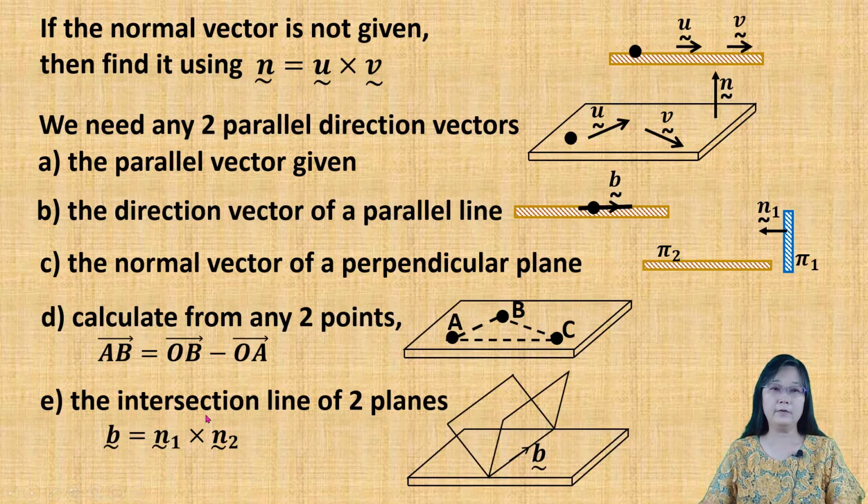Or if we are given 2 planes that intersect each other, then the direction of the intersection line is equal to the normal of the first plane times the normal of the second plane. Then the direction of this intersection line can be used as the direction vector of the plane, but we must make sure that the intersection line is on the plane.